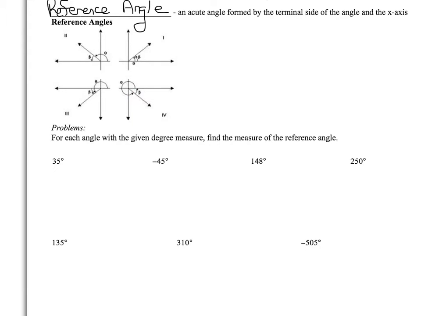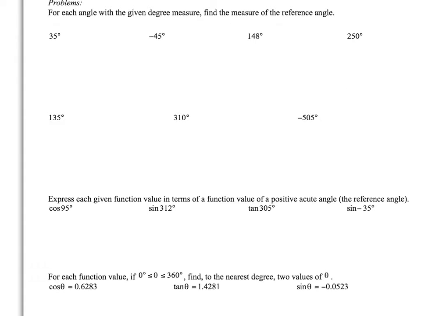What we are going to do first is practice finding reference angles. So, 35 degrees. Let's start by graphing it. Hopefully you know 35 degrees is in quadrant 1. Well, when my angle is in quadrant 1, my reference angle is the same angle, so it's just 35 degrees. Reference angles are always positive too, by the way.